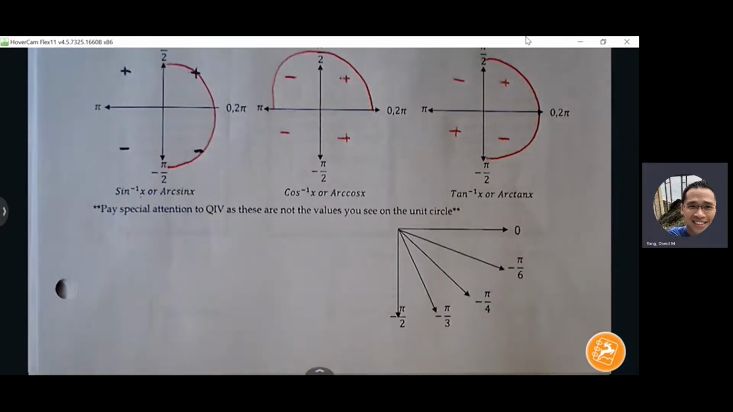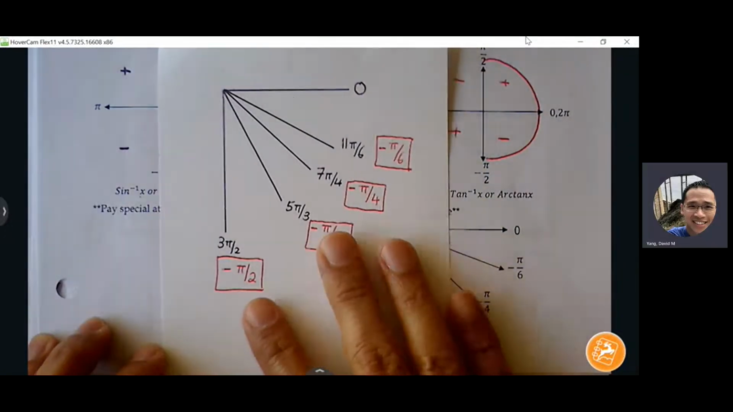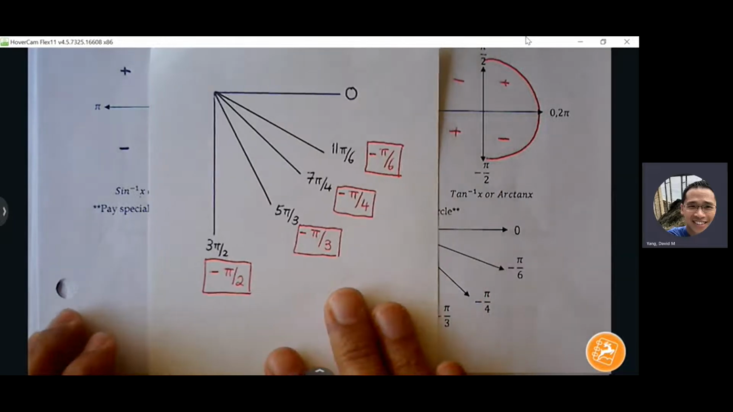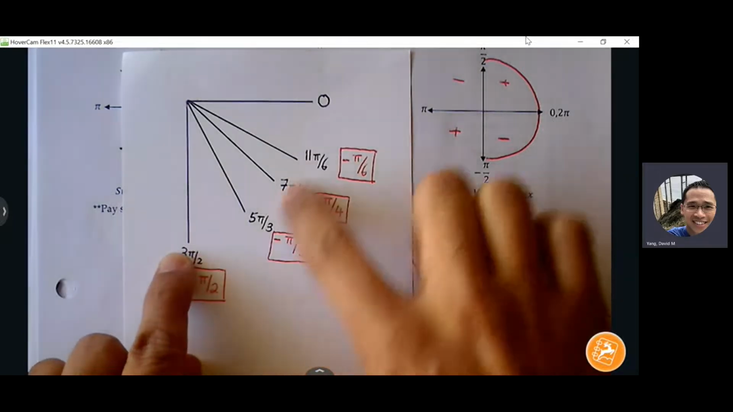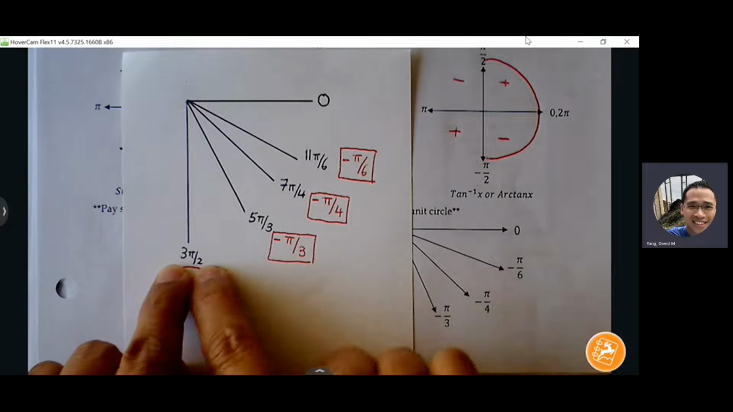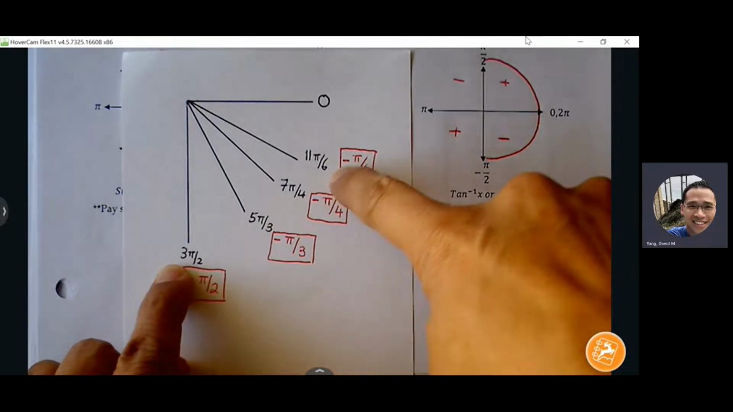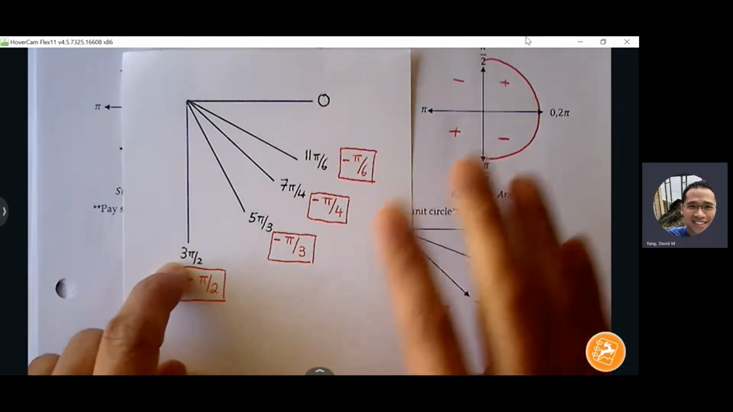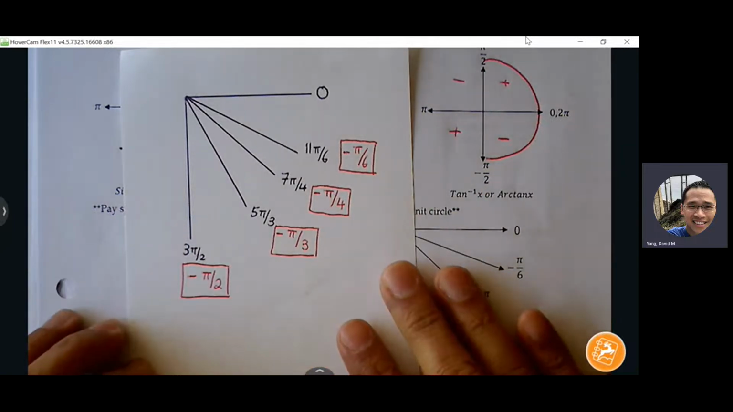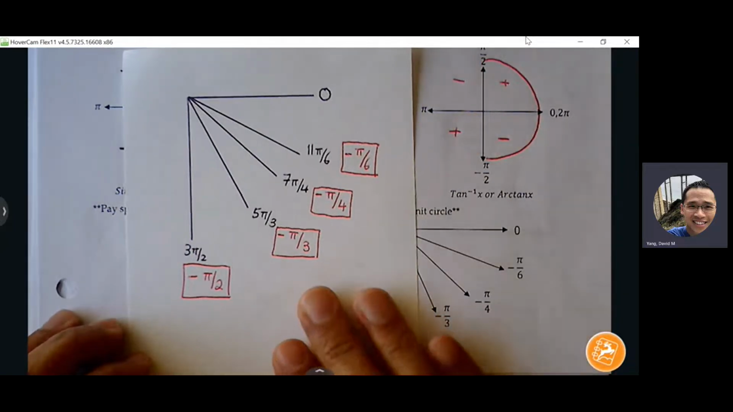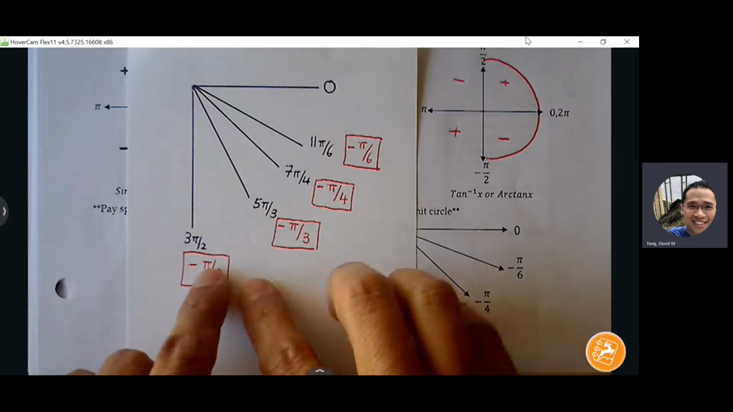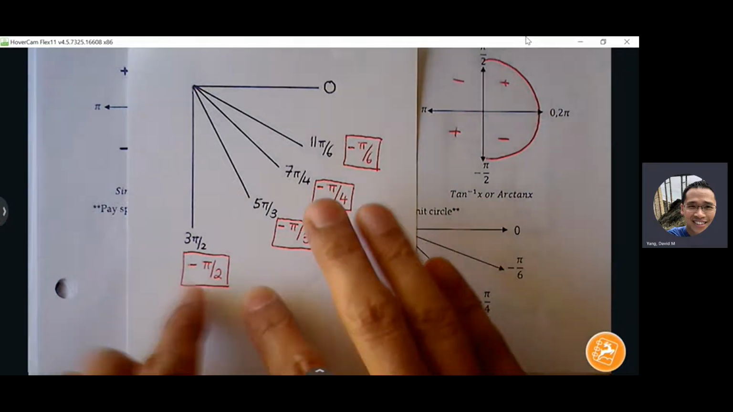But we have to think about fourth quadrant a little differently, because we're going to be to the left of the origin, right? And so if we're to the left of the origin, we're not going to be going all the way to 3 pi over 2, 5 pi over 3, 7 pi over 4, 11 pi over 6. The way we represent fourth quadrant with principal values is we have to use these negative values, okay?